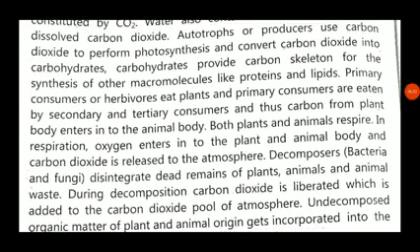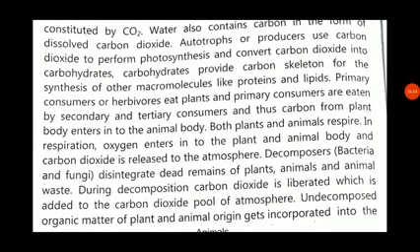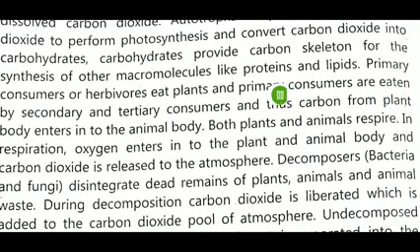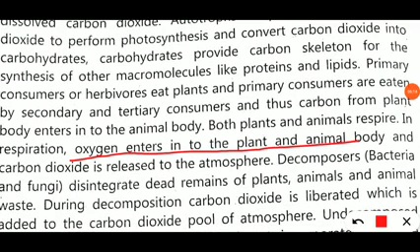Now both plants and animals respire. In respiration, oxygen enters into the body. This oxygen enters into the plant and animal body, and carbon dioxide is released to the atmosphere.